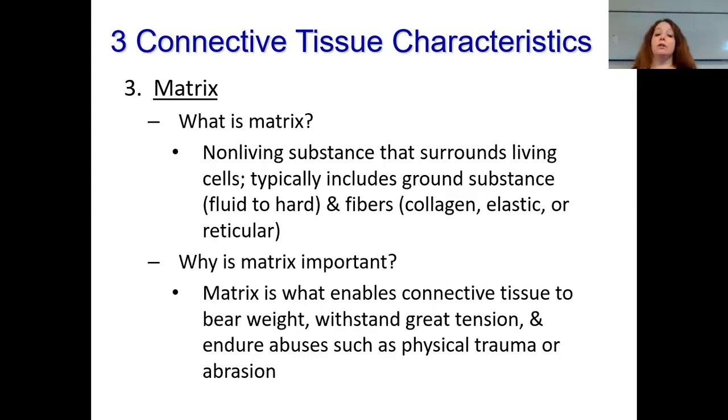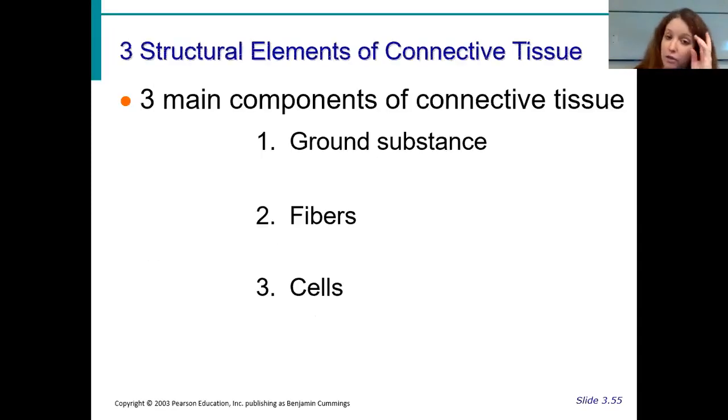The matrix is important because it's able to bear weight like bone can, and some cartilage. It can withstand great tension like bone, and endure abuses such as physical trauma or abrasion, which is road rash or rug rash, when you rub up against something and it takes away the skin layer, and then you have that collagen layer.